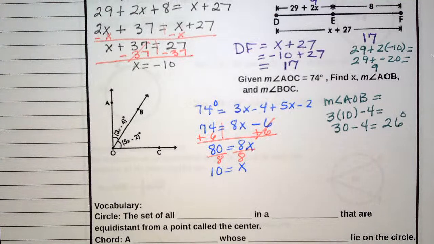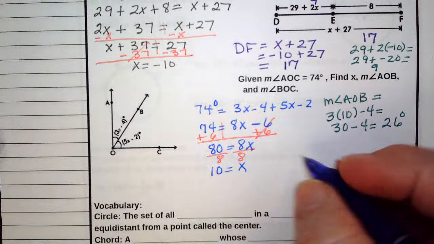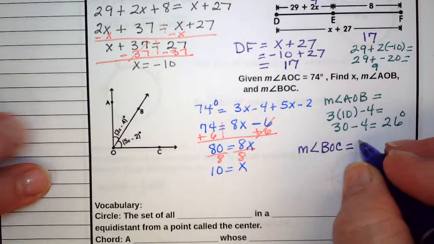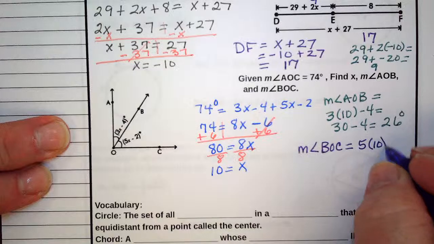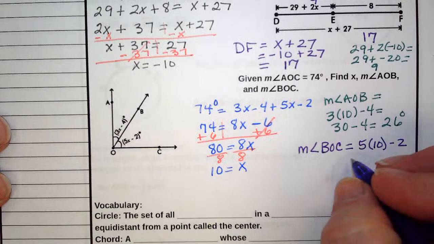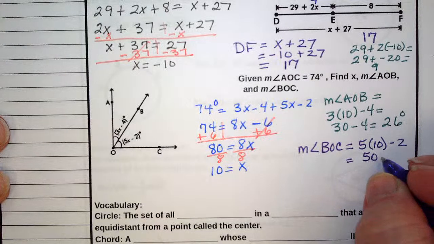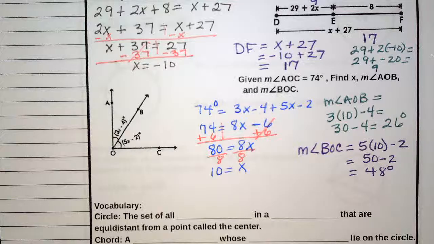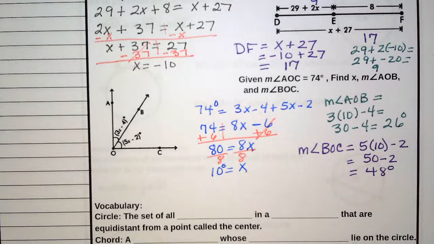degrees. Now we could take 74 minus 26, or we can sub in a second time. For the last angle, the measure of angle BOC is going to be equal to 5 times 10 minus 2. Just substituting in the 10 for my x. That's 50 minus 2, which gives me 48 degrees. And x should be 10 degrees.